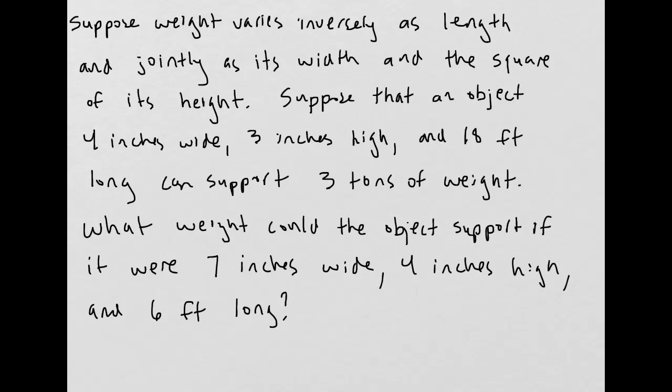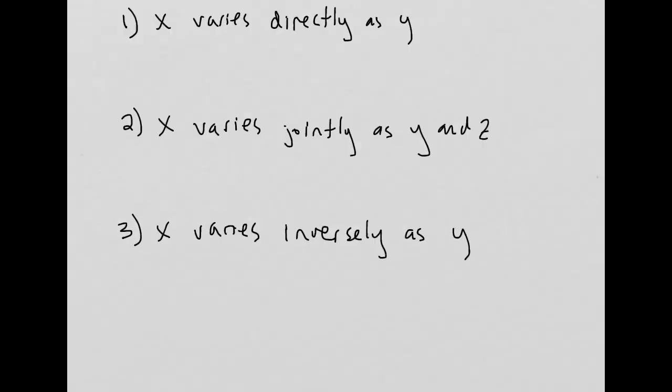Hello and welcome. In this video, we're going to be discussing how to solve word problems involving different types of variation. So let's take a look at the three types of variation that you'll be seeing. If you see x varies directly as y, what that tells me is that x equals some sort of a constant times y.